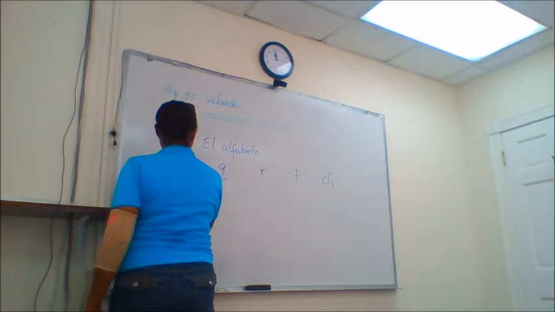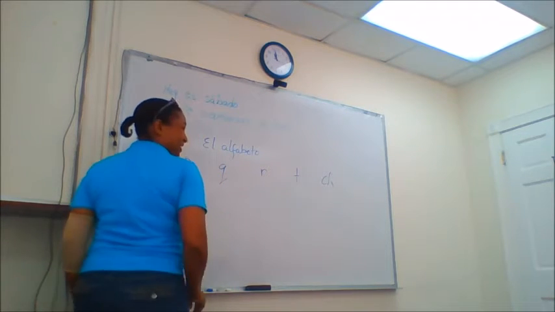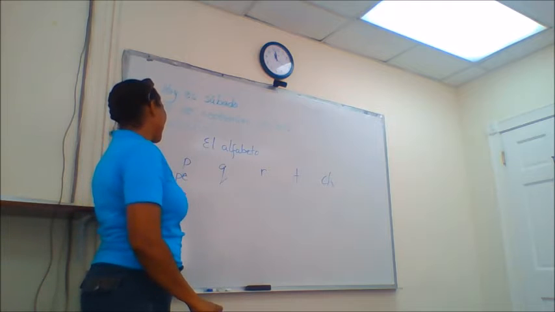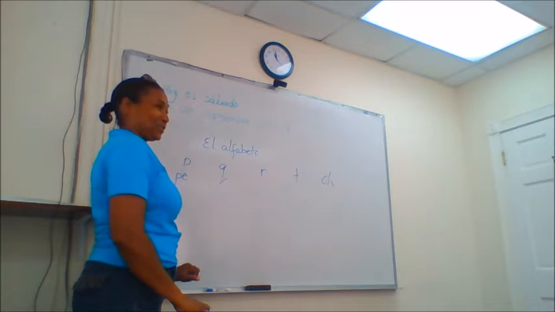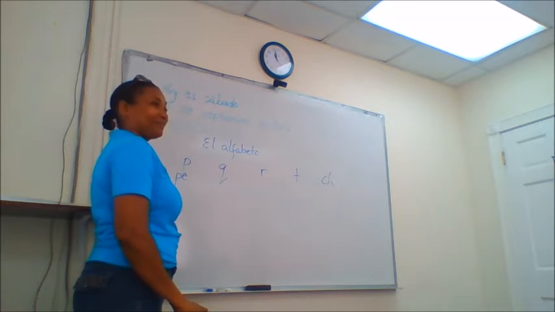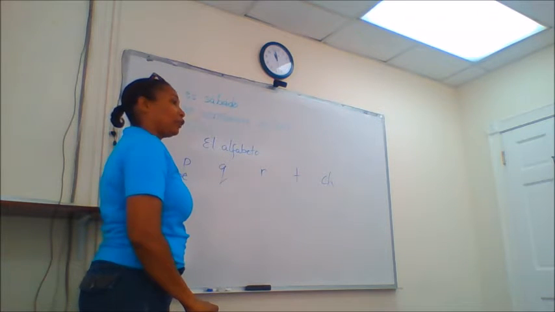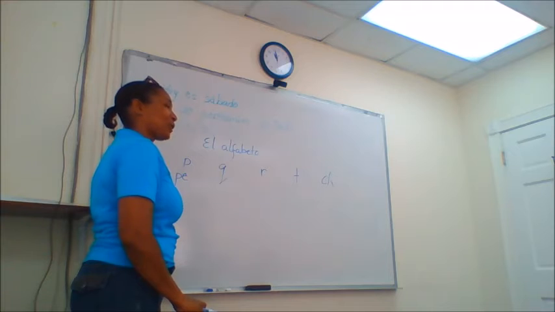Spell P. P. No. P, A. Good. So you're writing P and E, which is P and A. So you write this. That's your letter sound. Right in the front of your book. Exactly, just how I showed you.